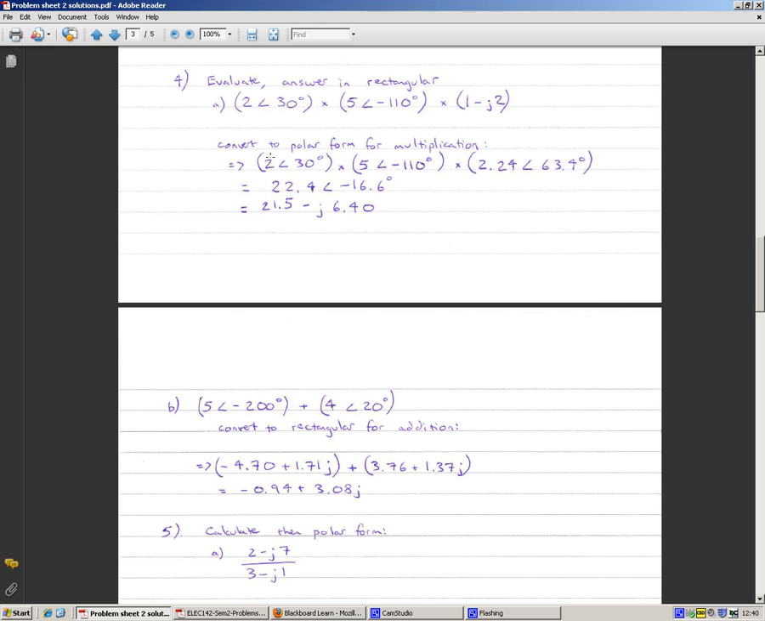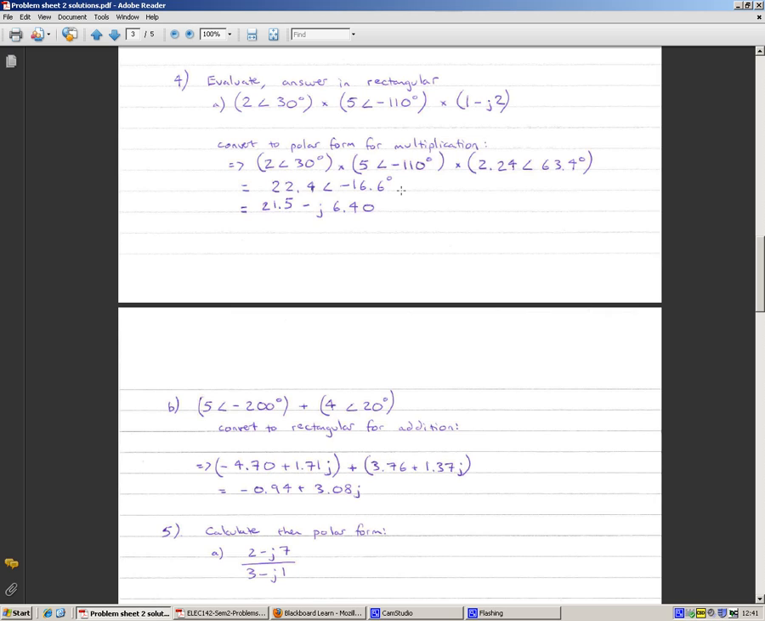So you multiply 2 by 5 by 2.24, and that will give us 22.4 at an angle of, and here what we do, because we're multiplying, we're just adding all these angles together, so it's positive 30 minus 110 plus 63.4 degrees, and that gives us an angle of minus 16.6 degrees. So that's our answer in polar form.